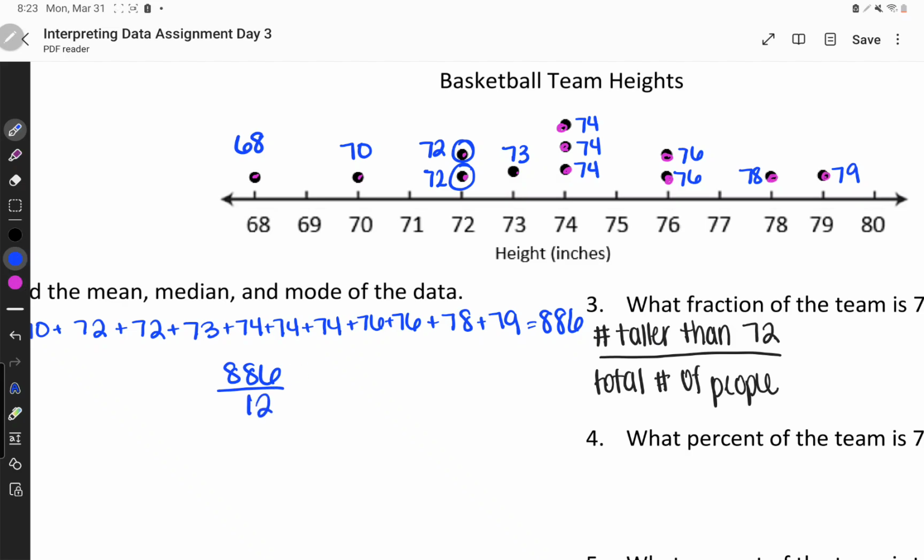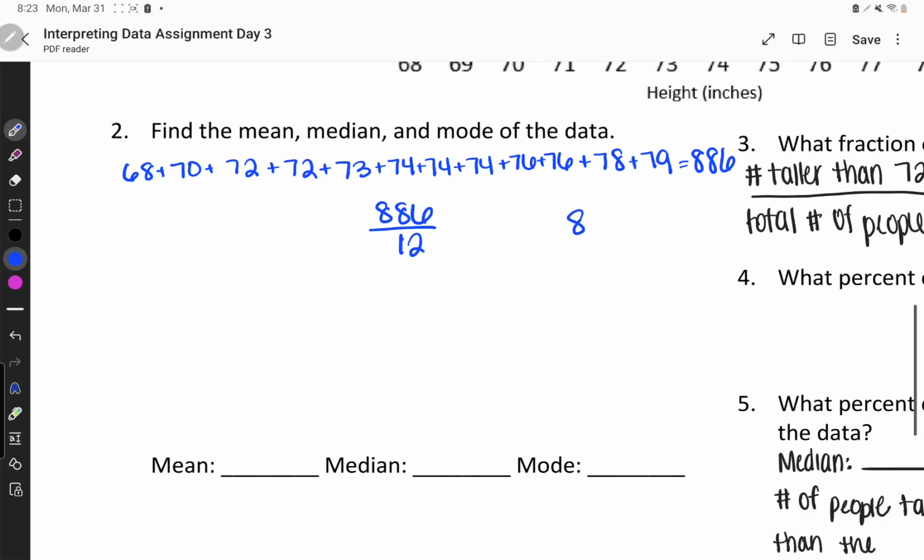So I take 886 and I would divide it by 12. And what does that give you? That gives me 73.83 repeating. Or I would just say 73.83. Then I have the median.